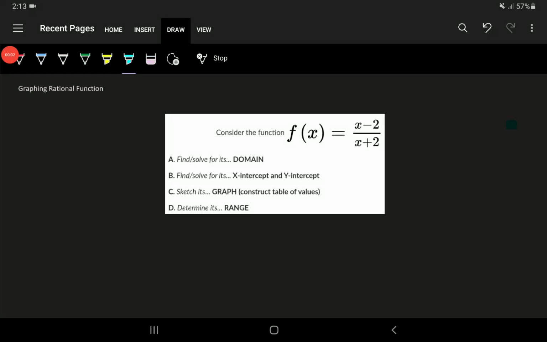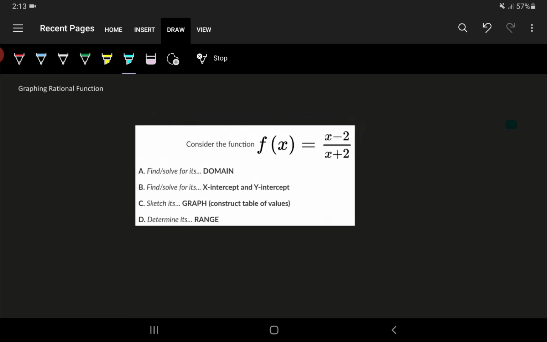Hi, good day everyone. So this video is about graphing rational functions. Dear students, I have here your given activity, wherein we consider this given function f of x is equal to x minus 2 over x plus 2. And we are asked to solve number one, its domain.